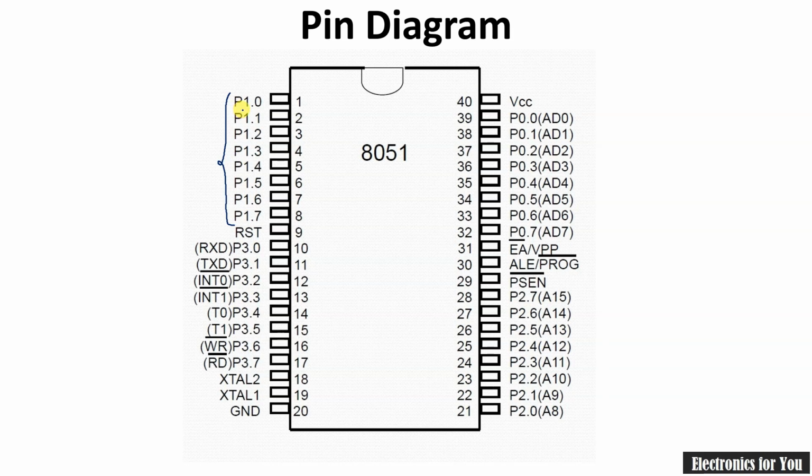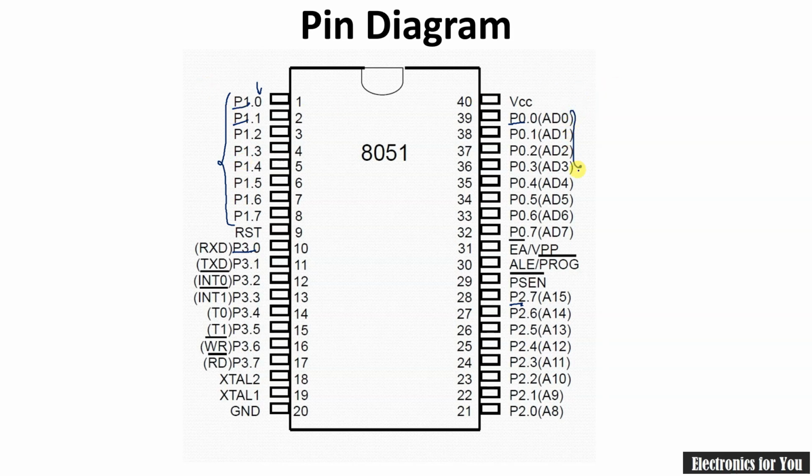This actually indicates it is port 1. P1 indicates port 1, P0 indicates port 0, P3 indicates port 3, and here you can see P2, that is port 2. The .1 indicates port 1's 0th pin, meaning P1.0 indicates port 1, pin 0. Here you can see there are a total of 0 to 7, meaning 8 pins for each port.